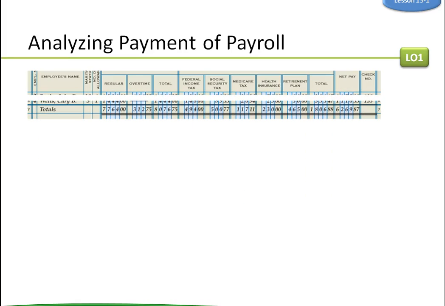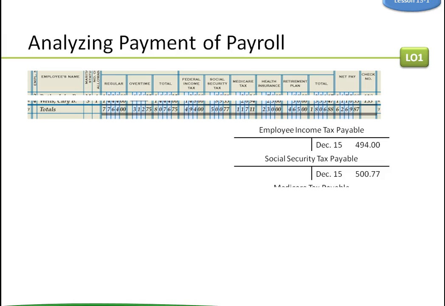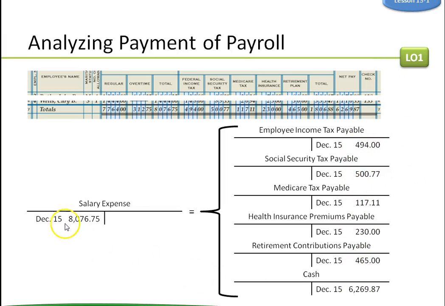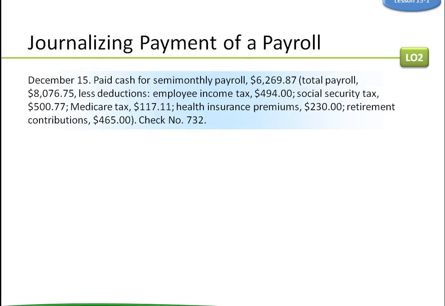All right, analyzing payment of payroll. We have all of the liability accounts, okay, and then the salary expense. This is debited, and these are all credited. And we'll see that as we journalize. So December 15th, we paid cash for semi-monthly payroll. Total payroll, less deductions, employee income tax, etc., for check number 732.